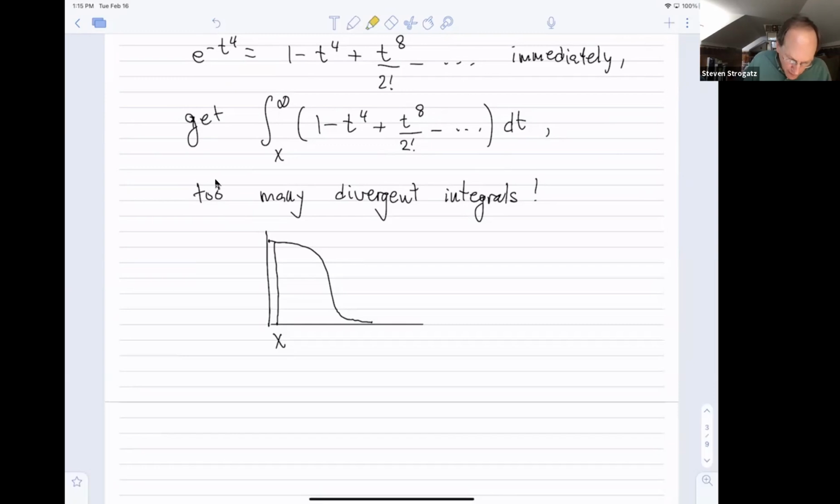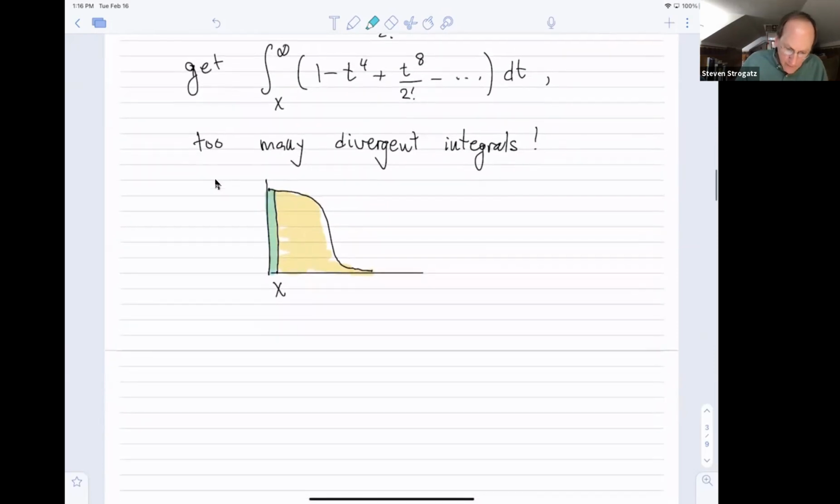Maybe I should try this in different colors. So I could take the area under the whole curve and then subtract off this part. That should be nice and small. And then what's left over is going to be that yellow region. So that's a better way of doing this. So instead, let's split the problem into 2.